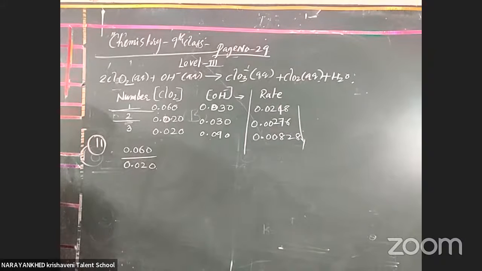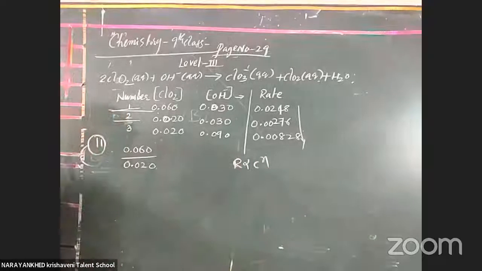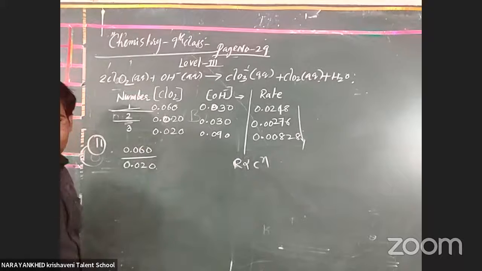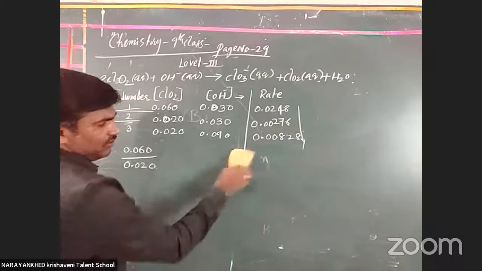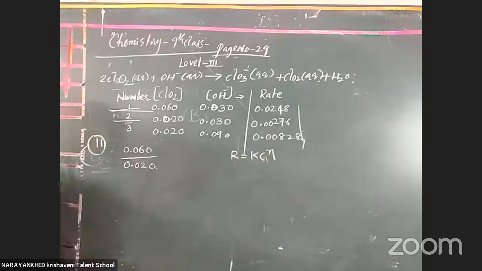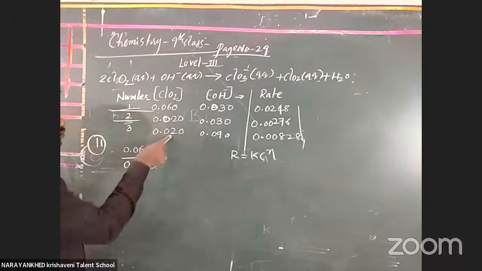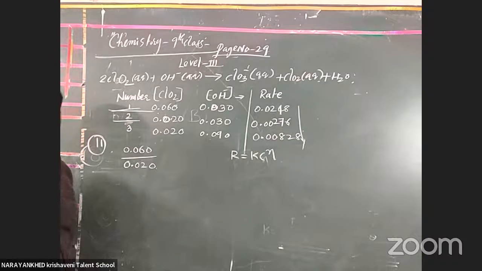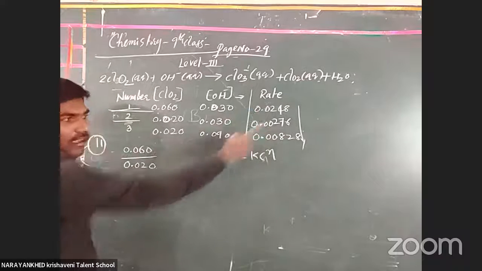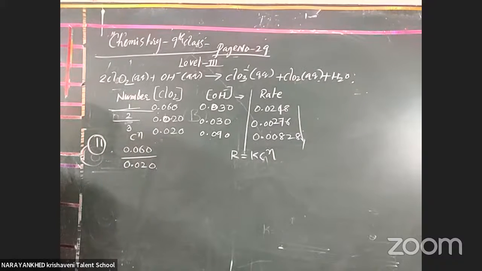Clear or not? What is the fundamental formula? The rate is equal to k times c to the power of n. Here k is the rate constant, which does not vary throughout the reaction. So R is equal to k into c to the power of n. First find the concentration ratio, and then compare it with the rate.